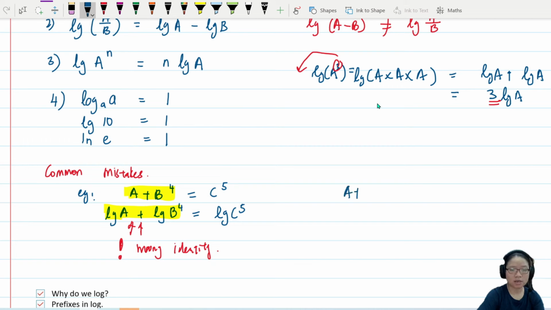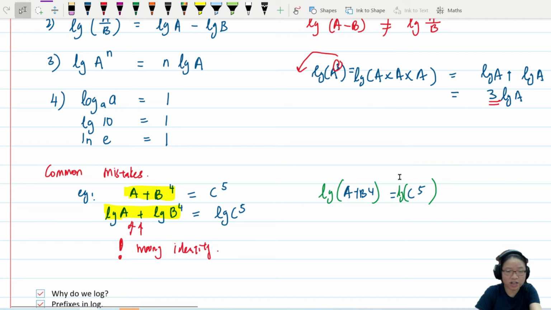It can be A plus B power 4 is C power 5. You must log both sides like that. Then only you see whether you got an identity to use or not. You can maybe bring down the 5. You maybe can separate the A and B. But now in this case, cannot log.